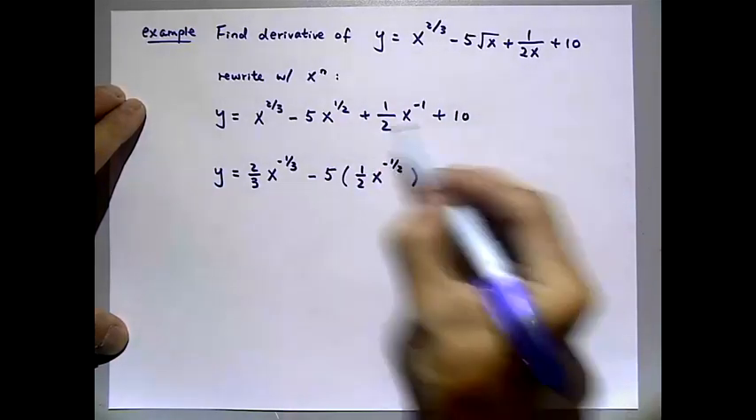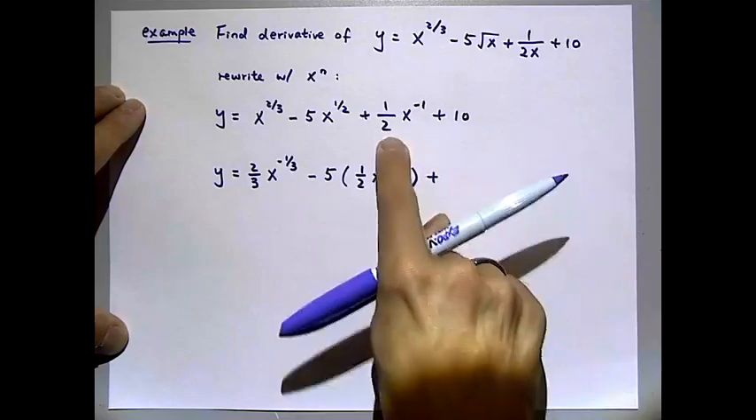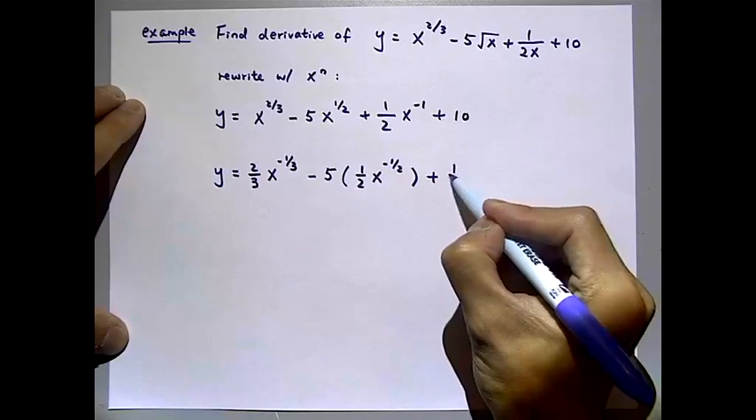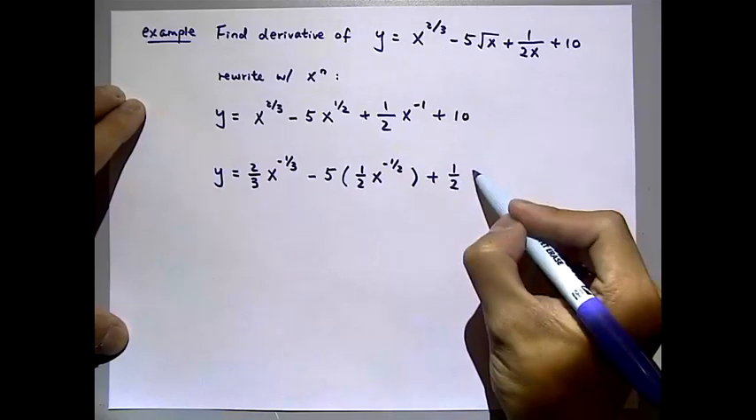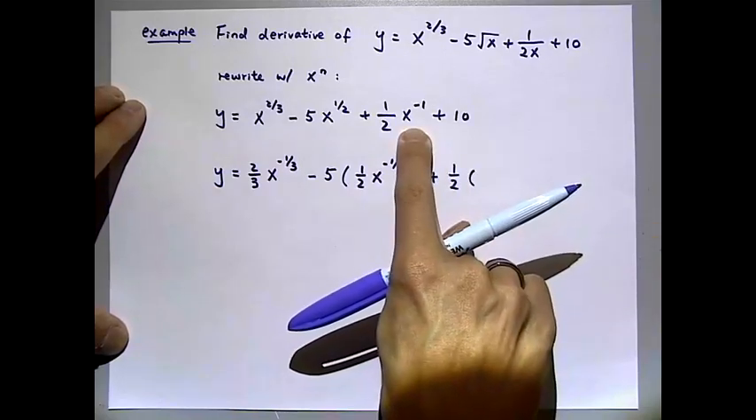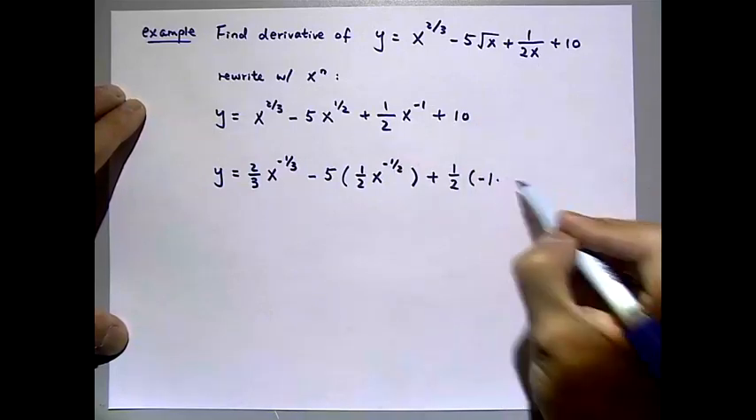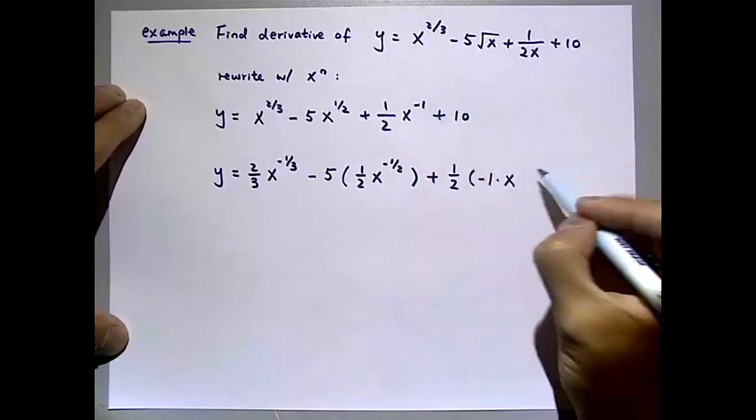Repeat, plus 1/2 is a number just like 5. It does not participate in the differentiation, stays put. Now we look at x to the minus 1. Simple. Bring the old power to the front, keep the x, reduce the power by 1.